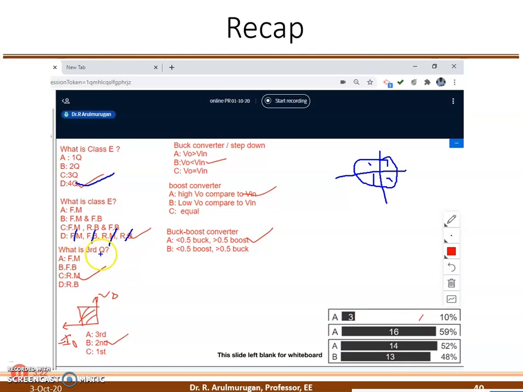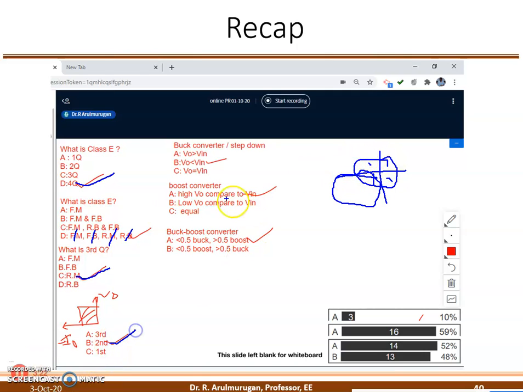So what is quadrant number 3? Quadrant number 3 is where both voltage and current are negative. Reverse motoring, it will go to reverse motoring. Yes. So here, for that diagram, what is that one? Positive voltage, negative current means that is the second quadrant.